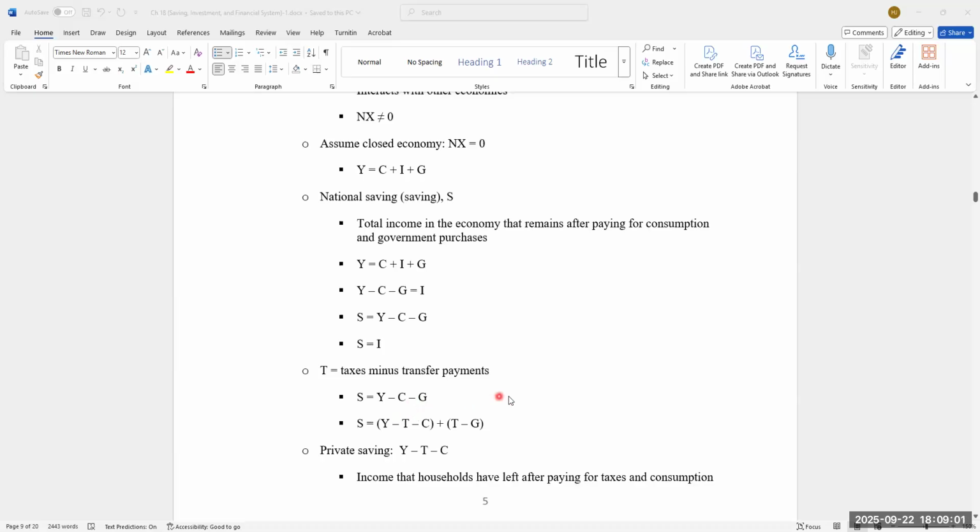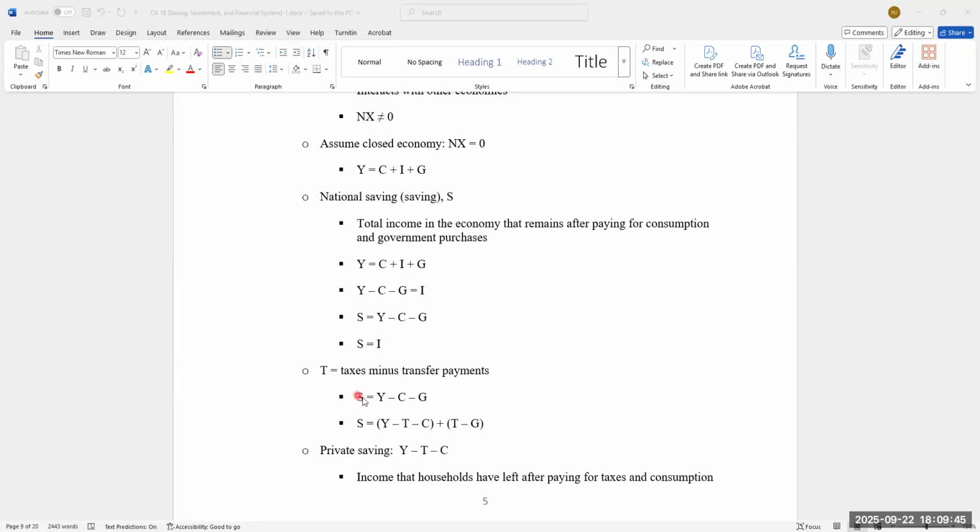Now we're going to introduce a new term, T, taxes minus transfers. Taxes collected by the government minus what are transfers? Payments that the government makes to, say, Social Security, the welfare system, food stamps, stuff like that. So T is taxes minus transfers. Well, let's look at this. S is equal to Y minus T minus C plus T minus G. What is this?